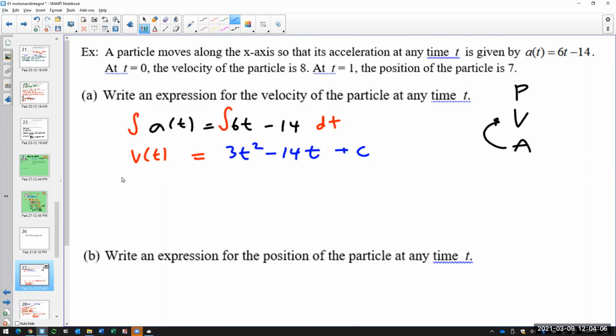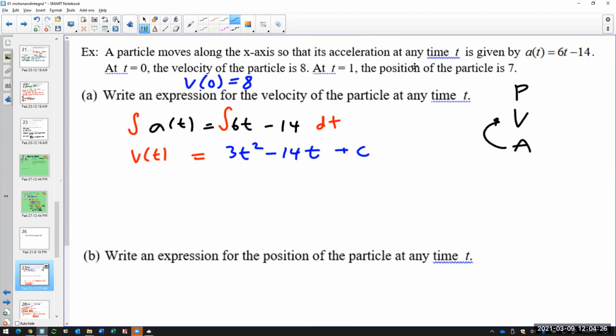Okay, so this is going to be the velocity. This is your answer, guys. You just need a number for Charlie. So go back to your initial condition. Do you have an initial condition that will help you with velocity and time that will give you Charlie? Right there. V of 0 is equal to 8.